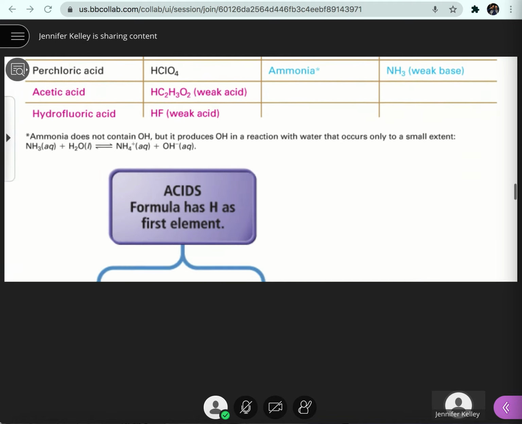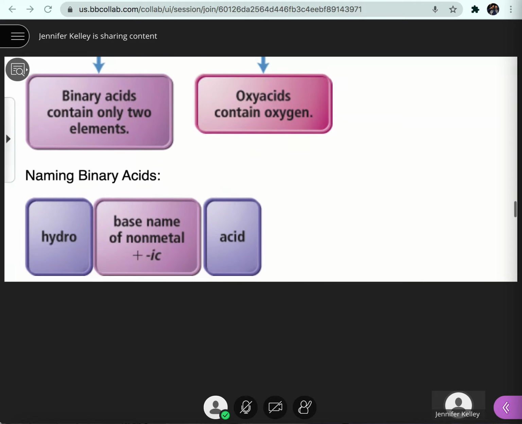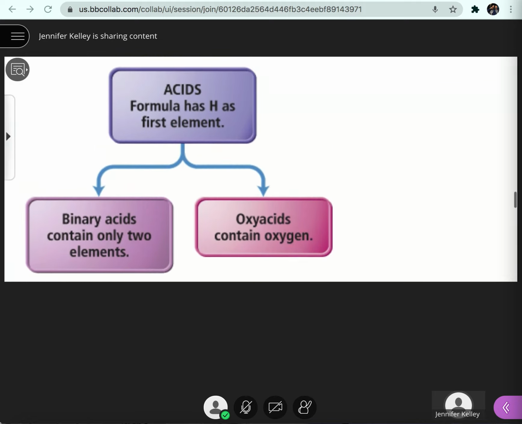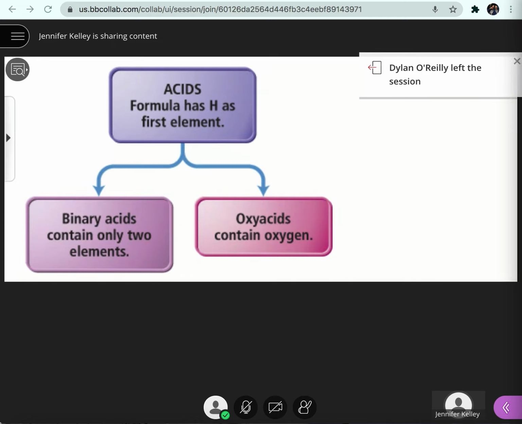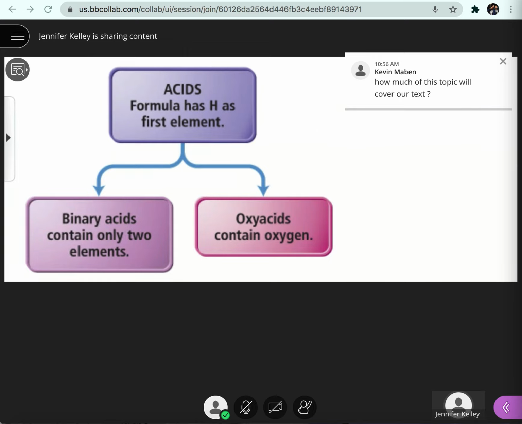All right, so here's the question that you ask yourself with an acid. How many elements are in it? If it's only 2, then you follow the binary acid naming rules. If it has oxygen in it, then you follow the oxyacid rule. When I say 2 elements, I don't mean that CO2 would be considered 3 elements because there are 2 oxygen. I mean that carbon is 1, oxygen would be a second one. So if that makes any sense.